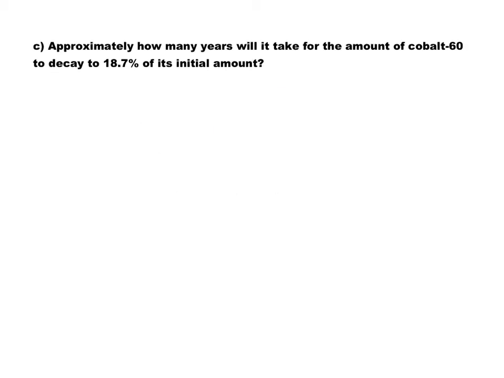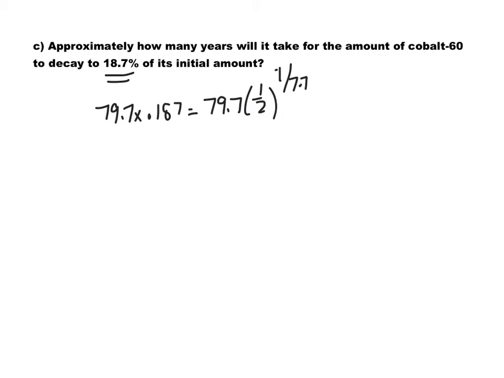The next part of the question says, approximately how many years will it take for the amount of cobalt-60 to decay to 18.7% of its initial value? The initial value was 79.7, so the future value or the amount has to be 79.7 times 0.187. 0.187 is the decimal equivalent of 18.7%, which is division by 100, and it has to be equal to 79.7 times 1/2 to the T divided by 7.7. Again, this is the initial value. This is 18.7% of the initial value, and from here we have to find T.